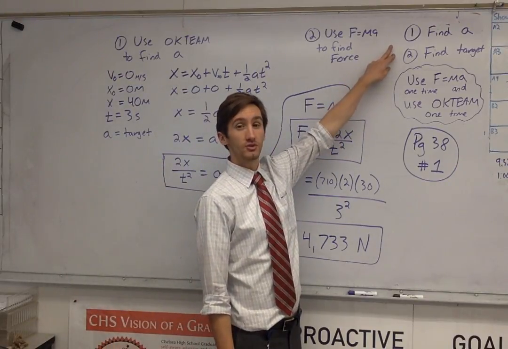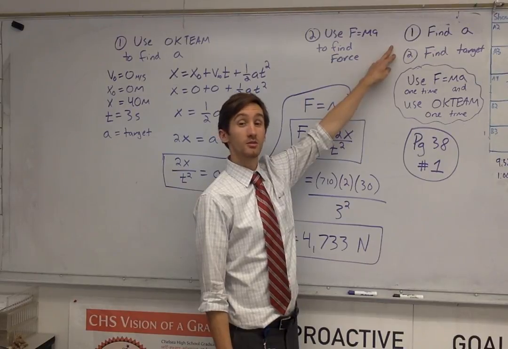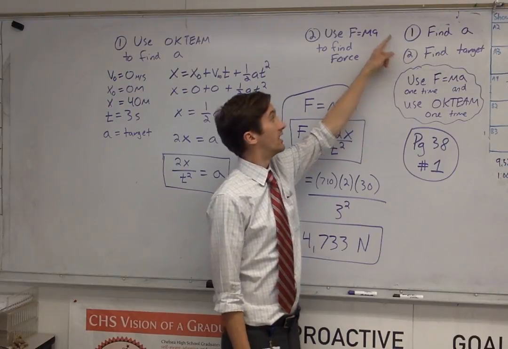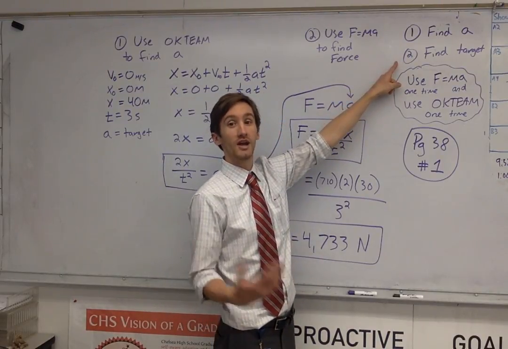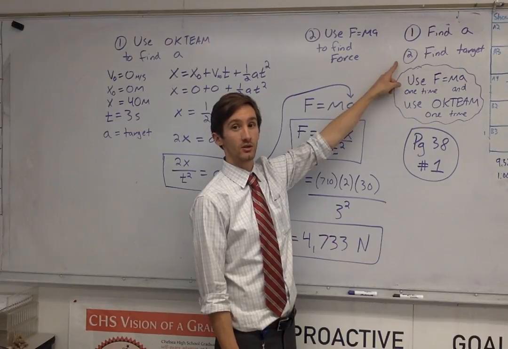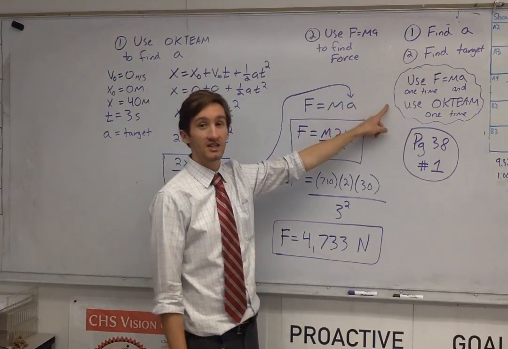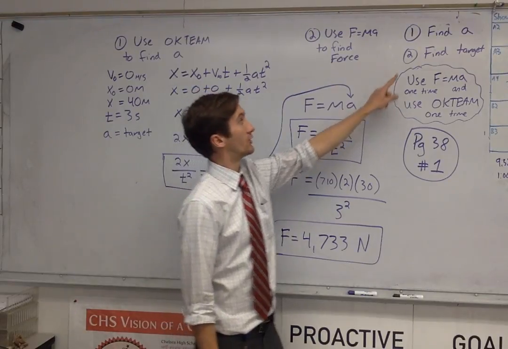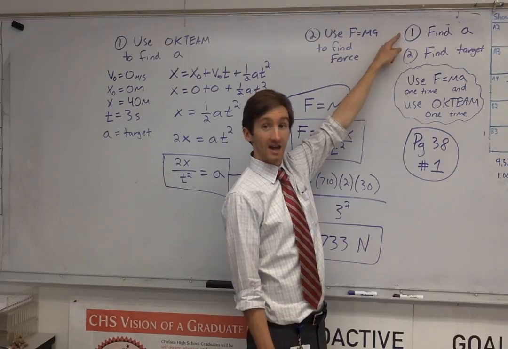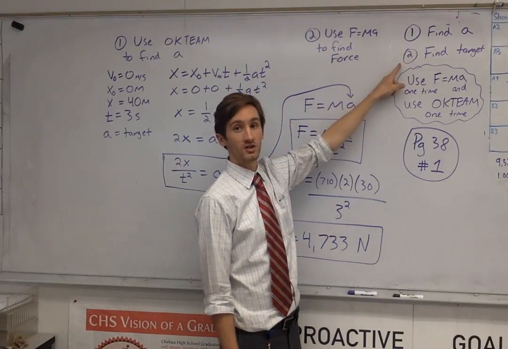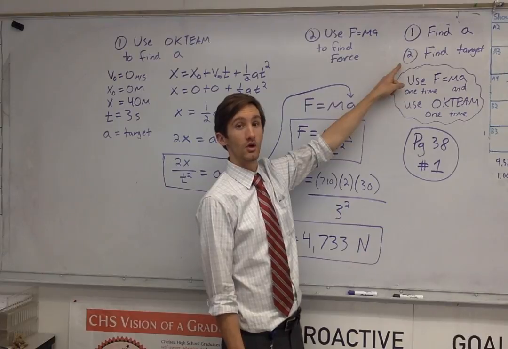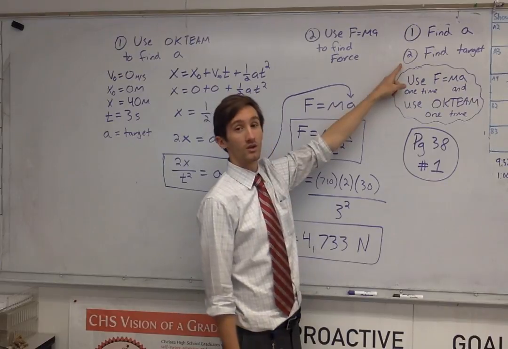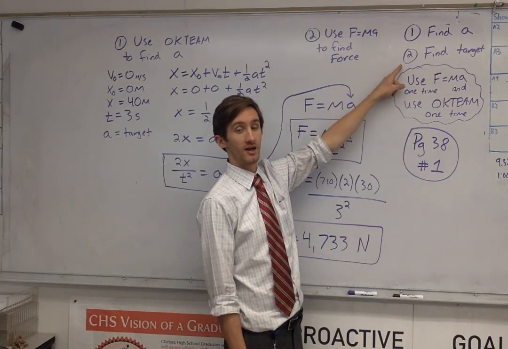We're always going to have two steps when we're solving these problems, similar to projectiles. The first is that we need to find acceleration, and then we're going to find whatever the actual target is in the question. And we want to use F equals ma one time and OK Team one time. So if we find A using F equals ma, we'll want to find the target using OK Team. Or, if we find A using OK Team, we'll want to find the target using F equals ma.